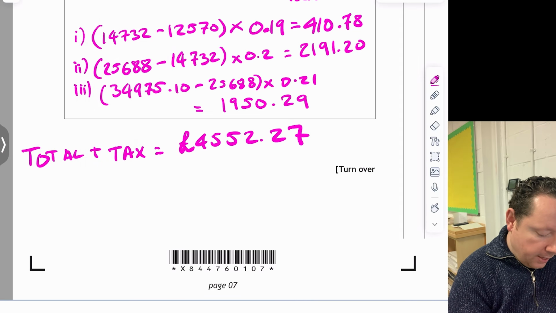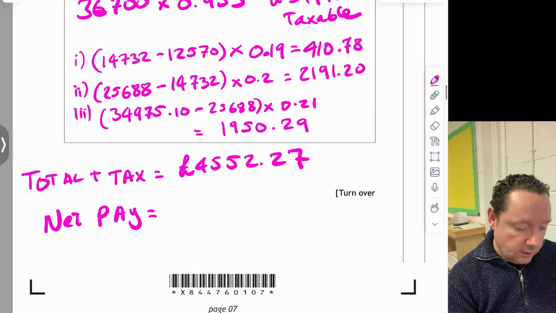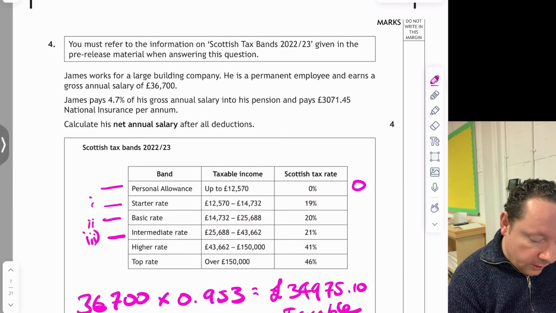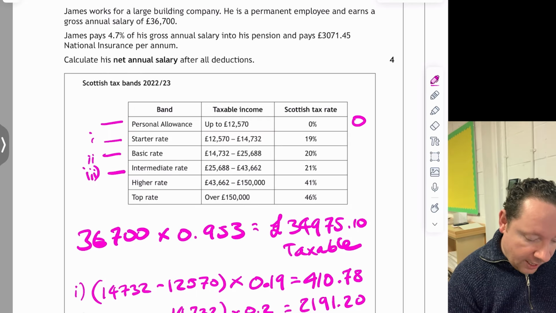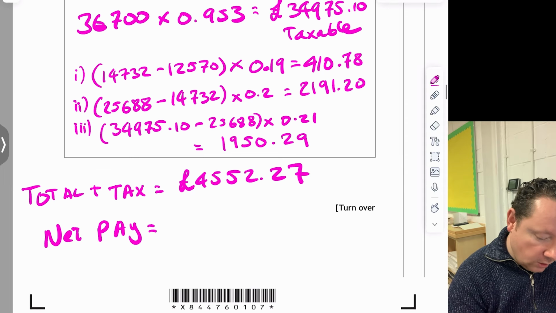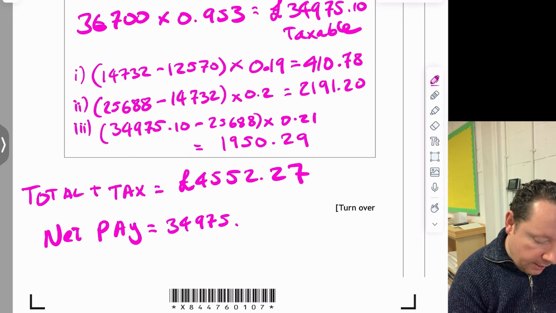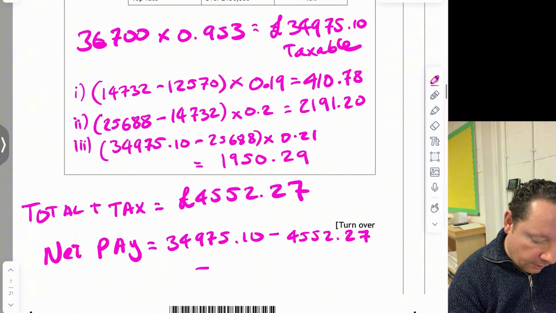So now his net pay, I just take his total pay and take away everything. Well, I don't need to start with his total pay actually, because I've already taken away the pension, which is down here. So we can start off with the taxable bit and just take away the national insurance and the tax. So his net pay is 34,975.10 minus his tax, which is 4552.27, minus his pension, which is 3071.45.